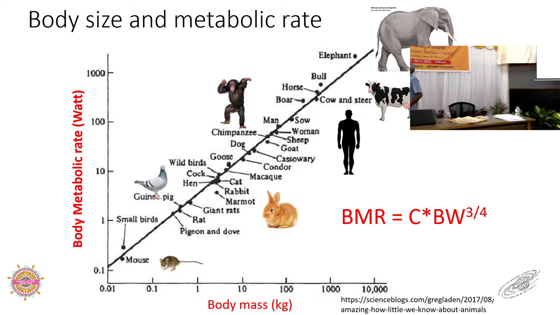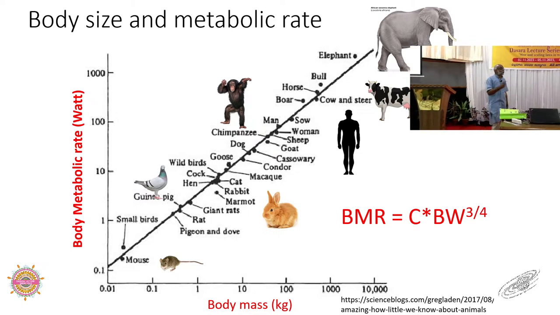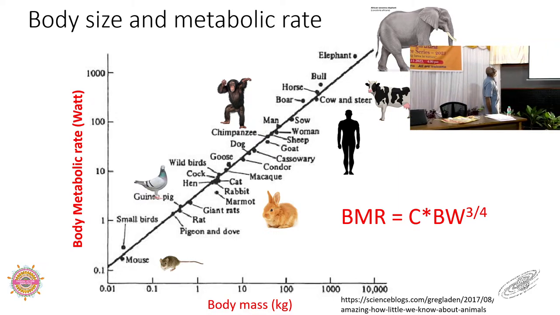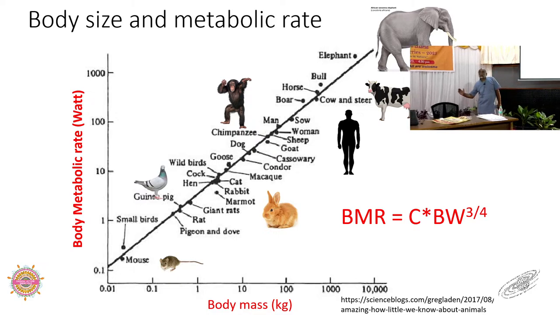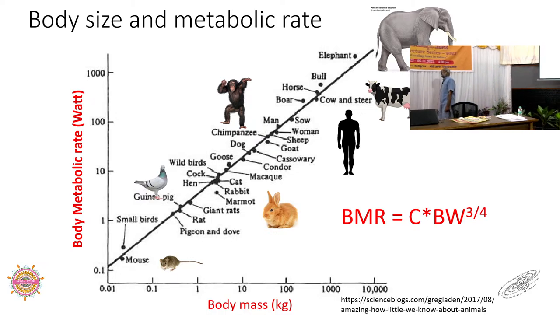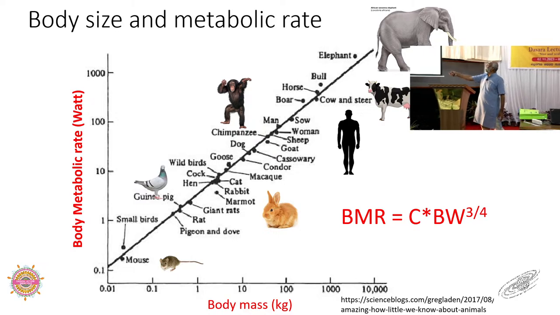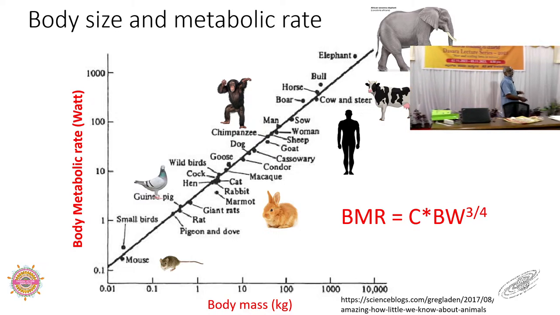0.75. And that follows this curve. In other words, if you plot the body weight on the x-axis without converting to log and the metabolic rate on the y-axis without converting to log, it now follows a curve that goes on increasing but doesn't plateau. It increases, but not linearly. A linear curve will follow like that, but this curve follows this. Now what is the implication of this?